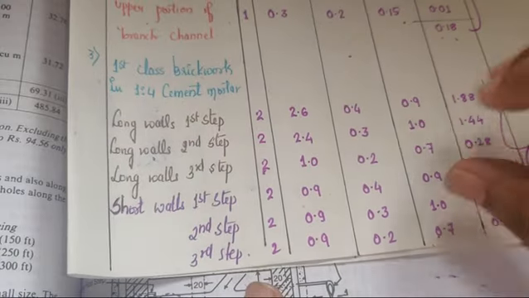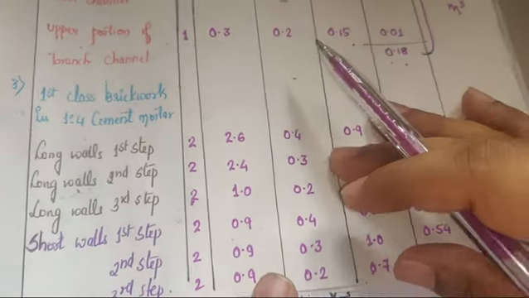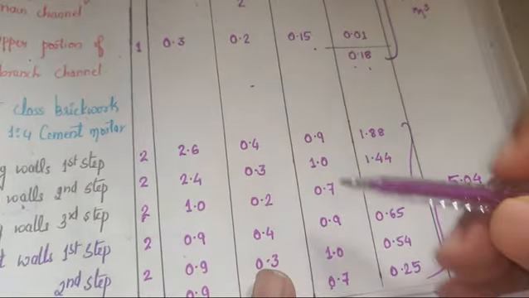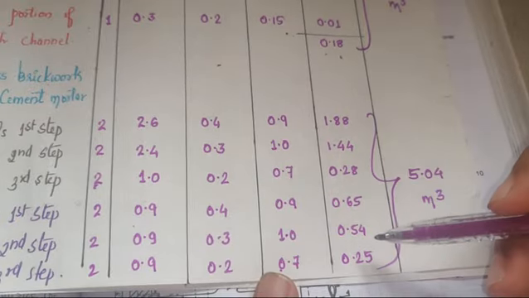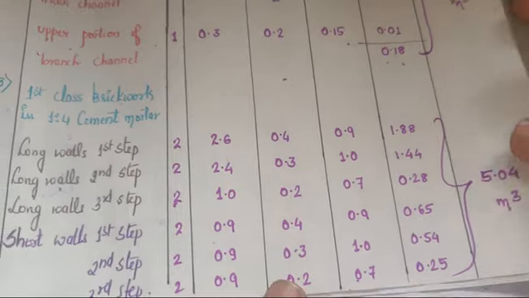Similarly for short walls, first step. The width will remain the same for all three, so the thickness is the same as this and the height is the same as this. So you'll get the quantity of the short wall. Add all this, and you'll get the total quantity of first class brickwork.